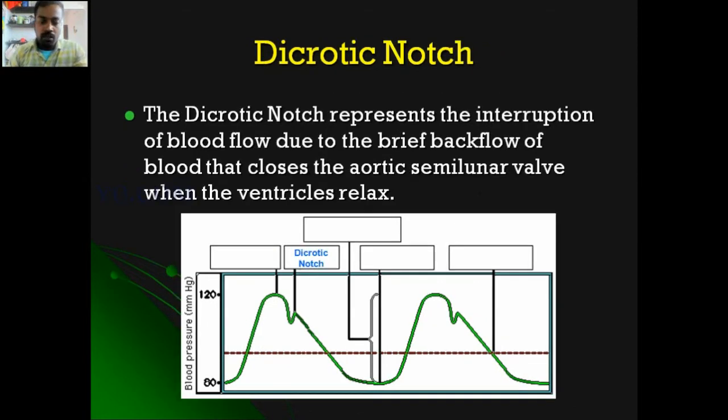Okay, next one, the Dicrotic Notch. The Dicrotic Notch represents the interruption of blood flow due to a brief backflow of blood that closes the aortic valve when the ventricles relax. Initially the ventricle contracts, and at that time we are measuring the systolic pressure. After that the ventricle relaxes, the valves close, and some blood flows backward. That backflow creates a small notch, which is called the Dicrotic Notch.